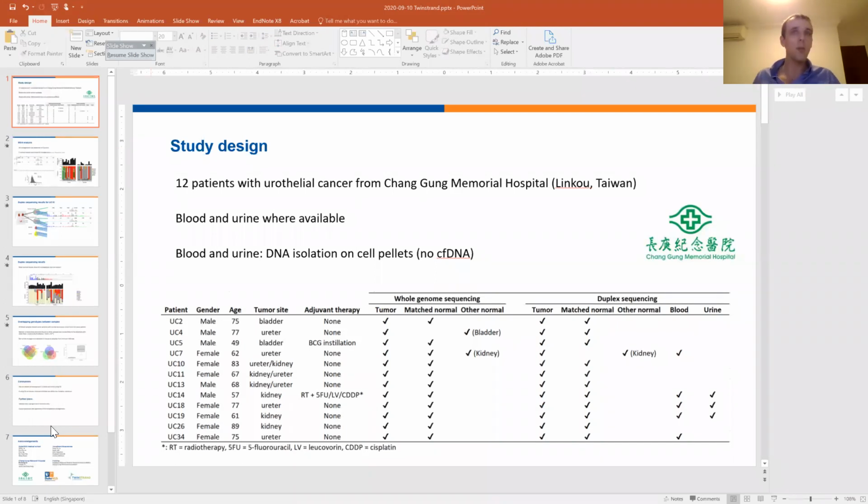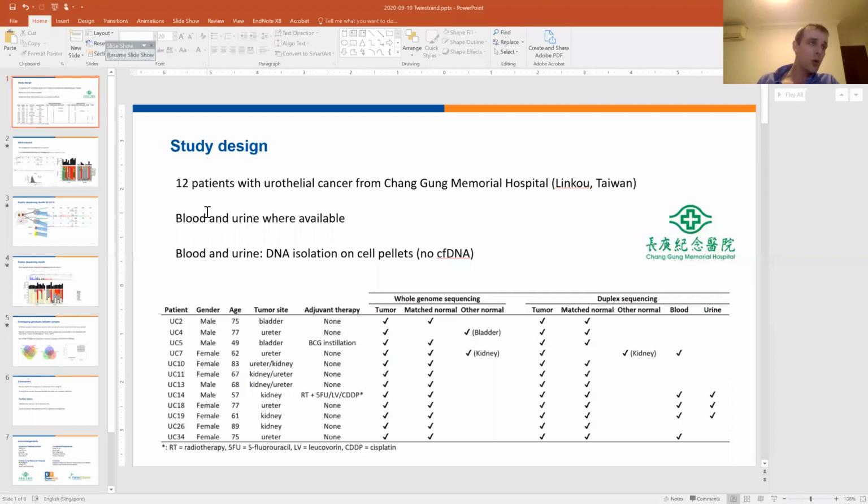So I'm Arnoud, I'm in Steve's lab. And as Steve explained, we want to design a test for non-invasive detection of previous AA exposure. So the hotspot for AA exposure is Taiwan. So we collected a cohort of 12 patients from Taiwan who all had urothelial cancers. So we have 12 patients with bladder, ureter, and kidney cancers.